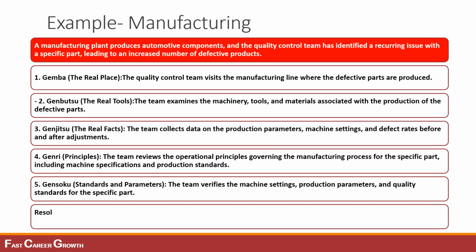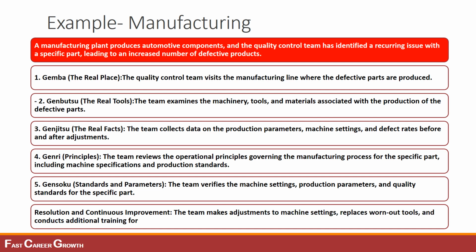Lastly, resolution and continuous improvement. The team makes adjustments to machine settings, replaces worn-out tools, and conducts additional training for machine operators. Continuous improvement efforts involve monitoring defect rates, conducting regular maintenance, and updating production standards based on the insights gained through the 5G framework. In this example, the 5G framework enables the manufacturing team to systematically identify and address issues in the production process, leading to a reduction in defective products and improved overall product quality.